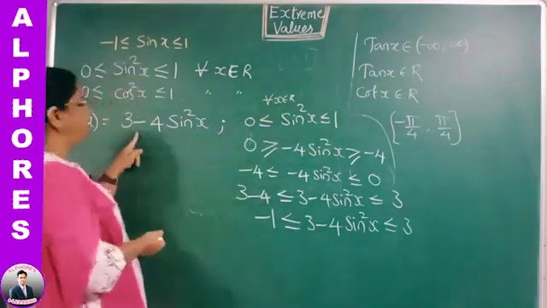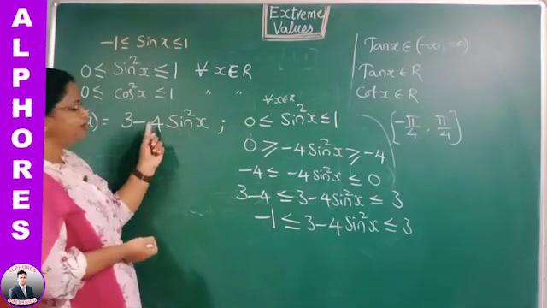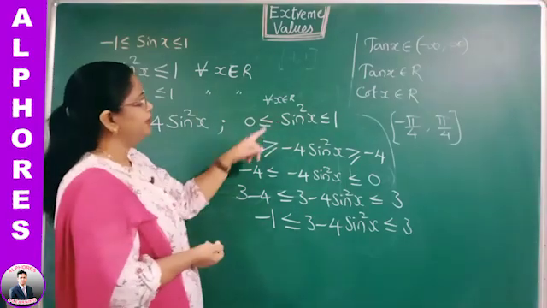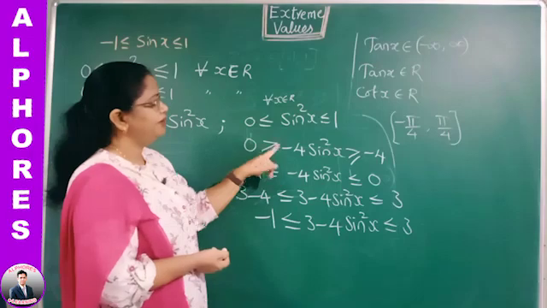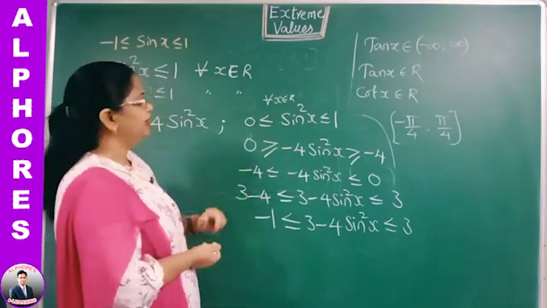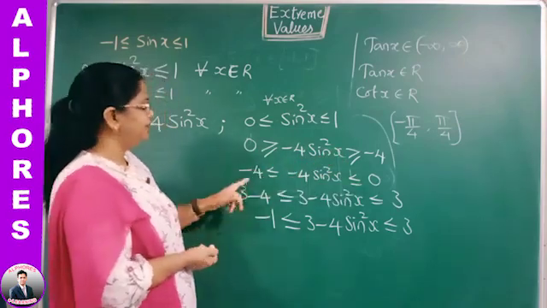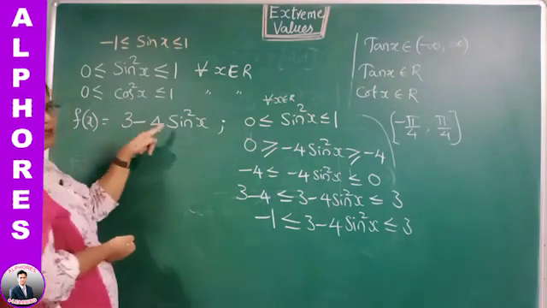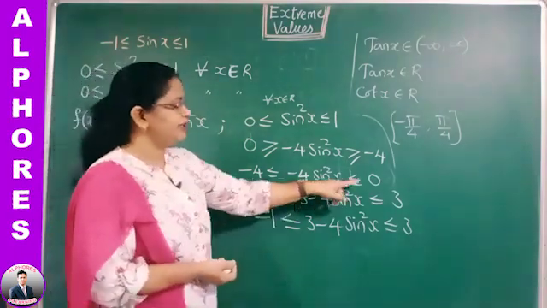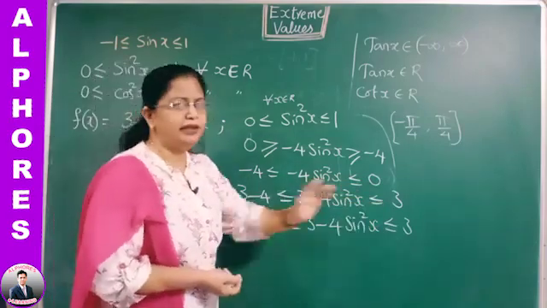Then we want to make use of this result and convert it into this form. To that purpose, just multiply by minus 4. Immediately the inequality has to change, because you are multiplying by a negative sign. So after reversing, it is minus 4 to 0, and after that we add 3, that is 3 minus 4, 3 minus 0, and now this is minus 1 and this one is 3.